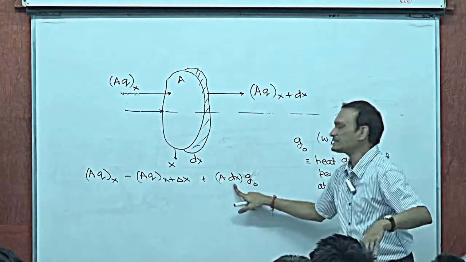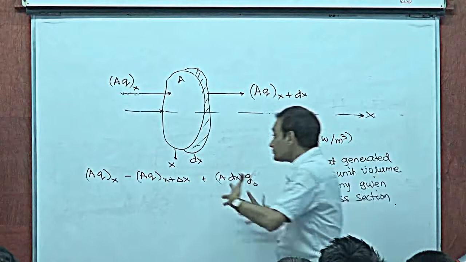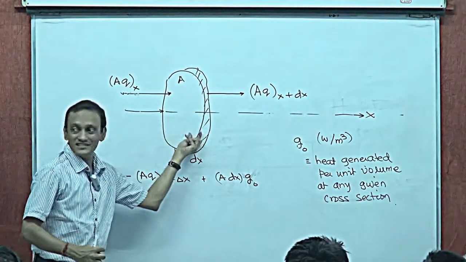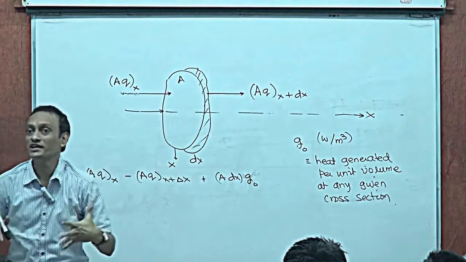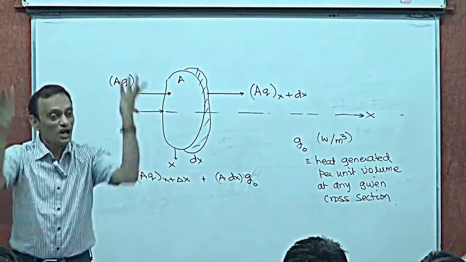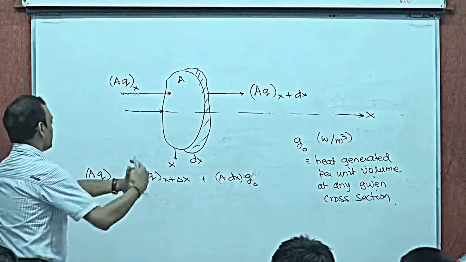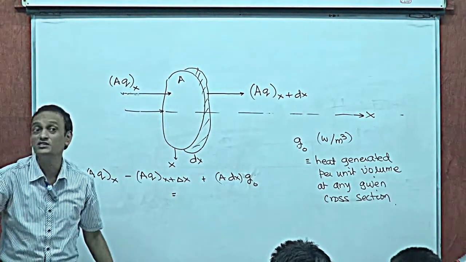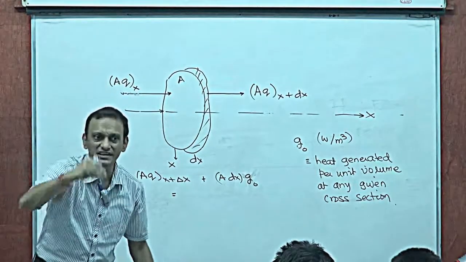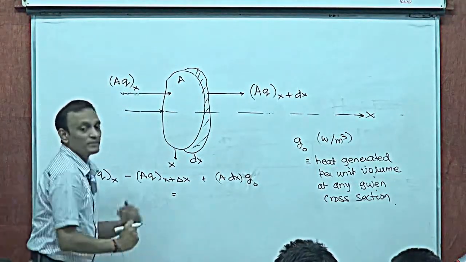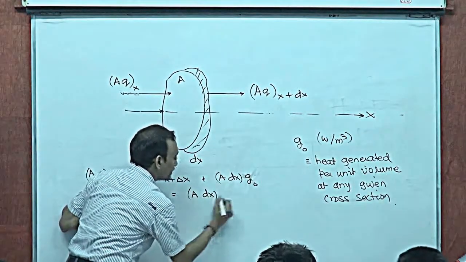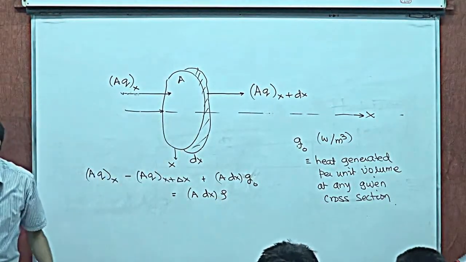So A into dx into G0. Do you realize this is the net heat accumulating in this mass? What does it do to this mass? It raises the temperature of this mass. So then, these many watts accumulating in the mass, these many joules accumulating every second in this thickness, that must be the mass of this, which is A into dx into rho. Rho is the density of the material.